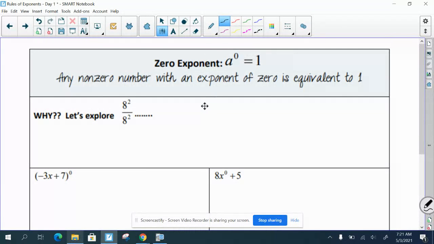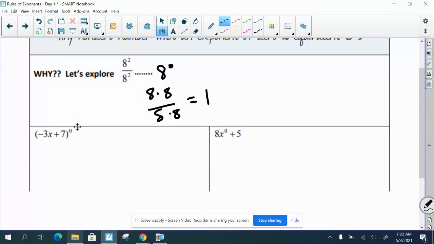Okay, and then remember that anything to the 0 power is 1. Because if you've got this and you use the subtraction rule, you have a to the 0 power, but if you expand it, then you have 8 times 8 over 8 times 8, which simplifies to 1. So this would be just 1. This would be 8 times 1 plus 5, which is just 13.